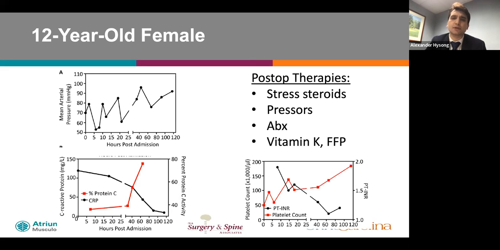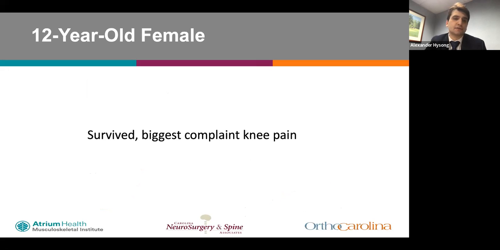Stress dose steroids and pressors were administered out of concern for this critical illness-related corticosteroid insufficiency type picture. Antibiotics were administered as well for her bacterial burden. And then finally, vitamin K and FFP were administered due to her coagulopathy. No platelets were given though. She survived, and her biggest complaint is knee pain, and luckily it was only one trip to the OR.